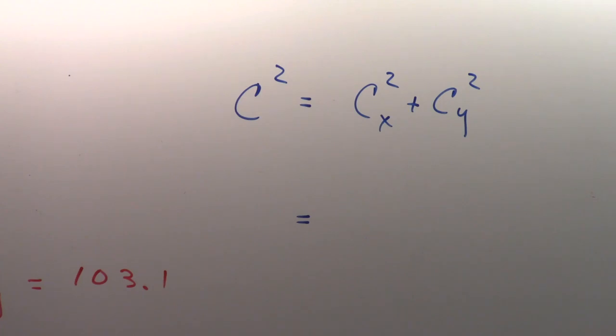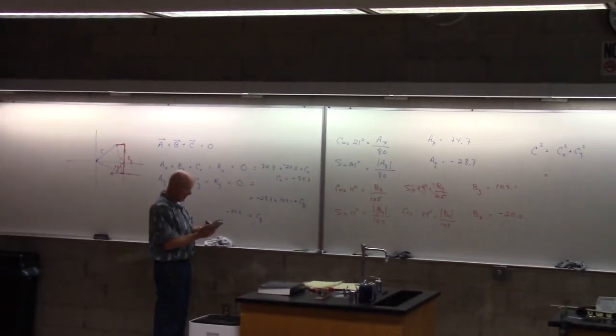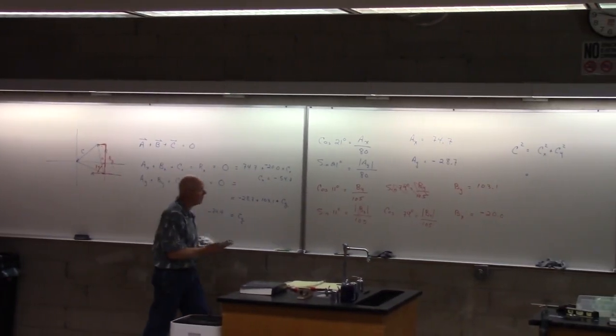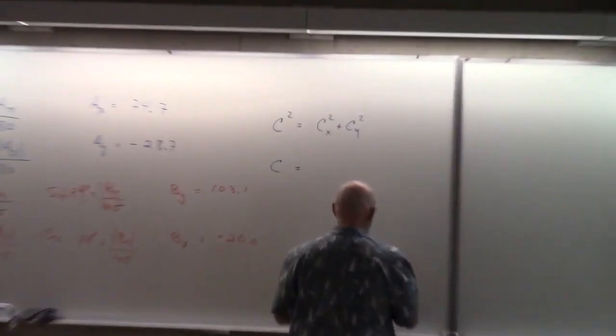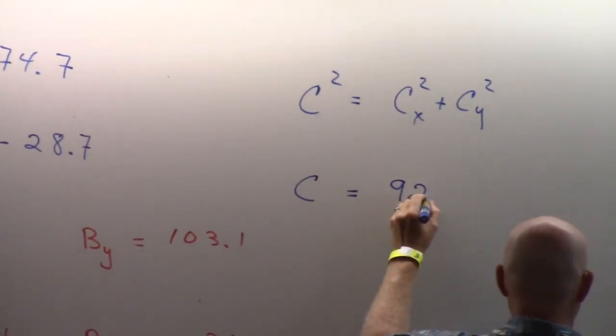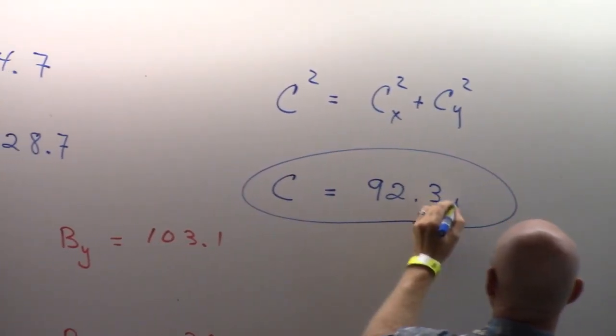Okay, so I'm going to take the x component, which is 54.7, and square it. I will then add that to the 74.4 squared. I will then finally take the square root and get the final result of 92.3, and I think all of this was in meters.